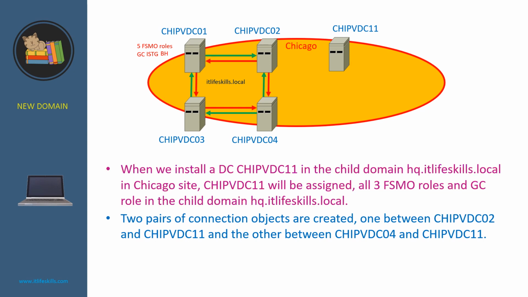When we install a new DC, CPVDC11, in the child domain hq.itlifeskills.local in Chicago site, CPVDC11 will be assigned all three FSMO roles and global catalog role in the child domain hq.itlifeskills.local. Two pairs of connection objects are created, one between CPVDC02 and CPVDC11, and the other between CPVDC04 and CPVDC11.